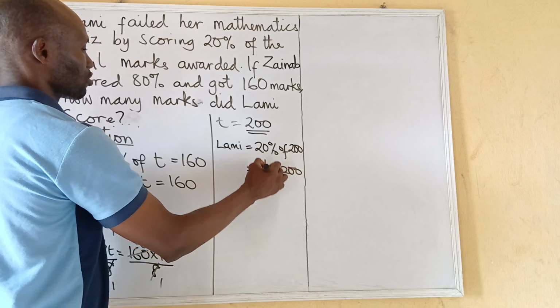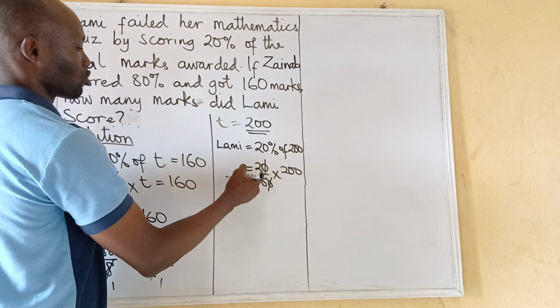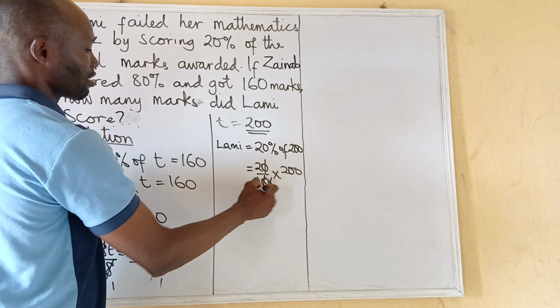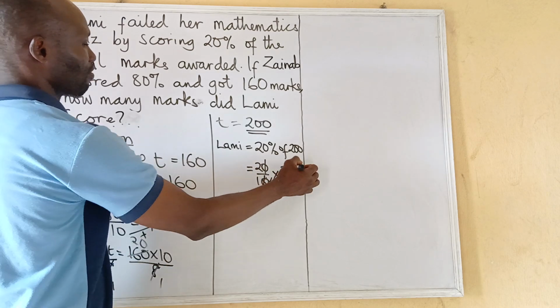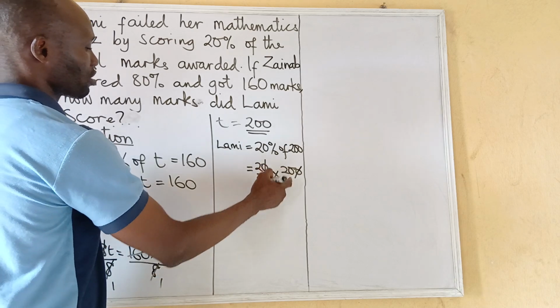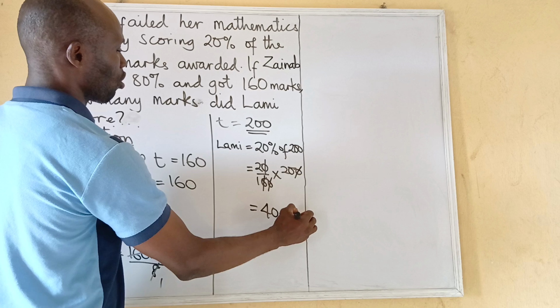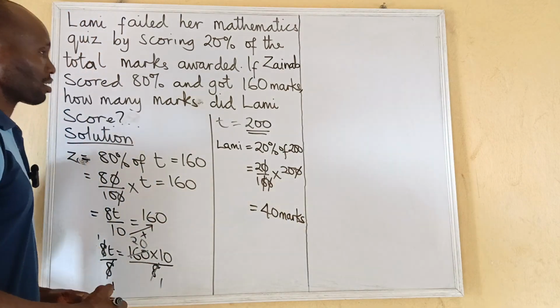So the 0 will cancel the 0 here. That is, 10 divided into 100 will give us 10. 10 divided into 20 will give us 2. 10 divided into 10 here will give us 1. 10 divided into 200 here will give us 20. So 2 times 20 will give us 40 marks. So Lami's score is 40 marks.